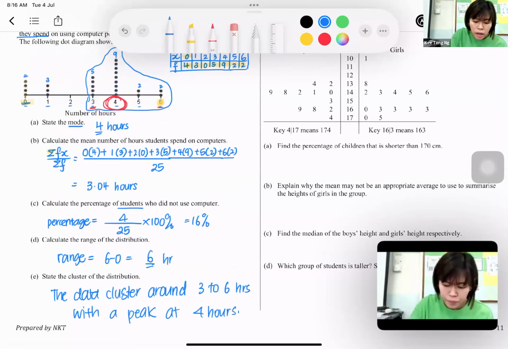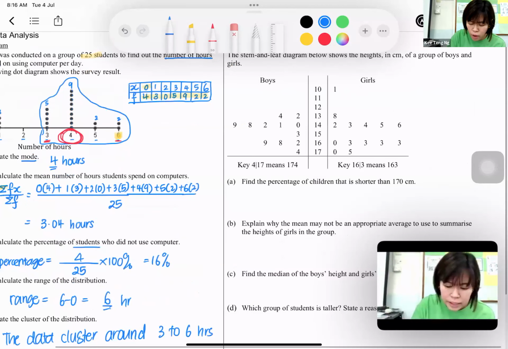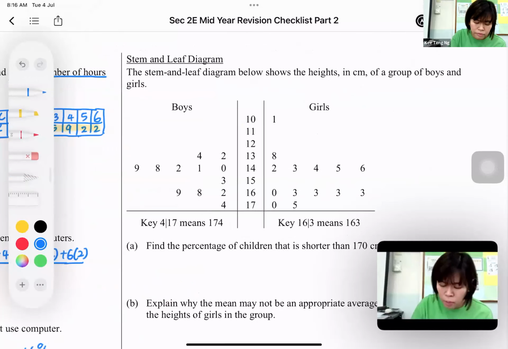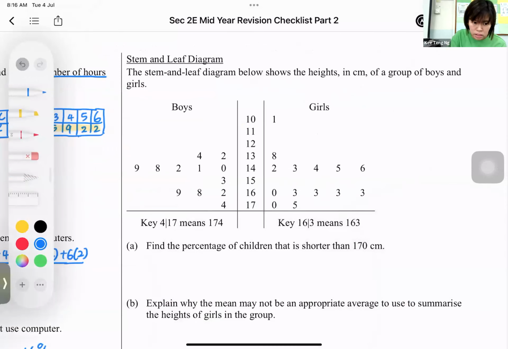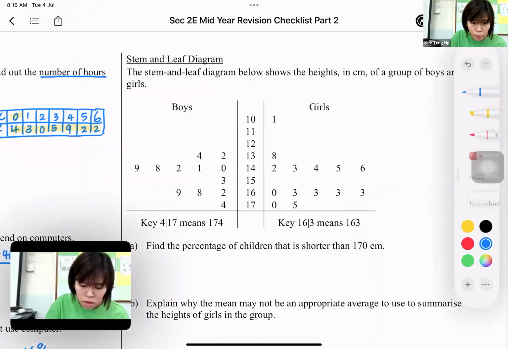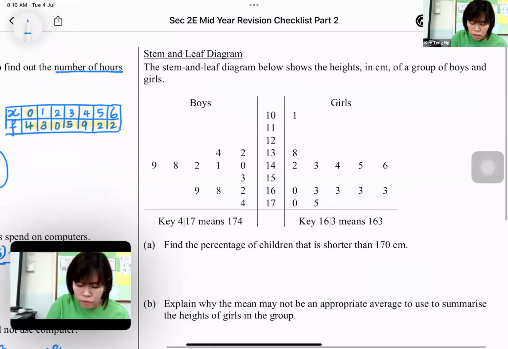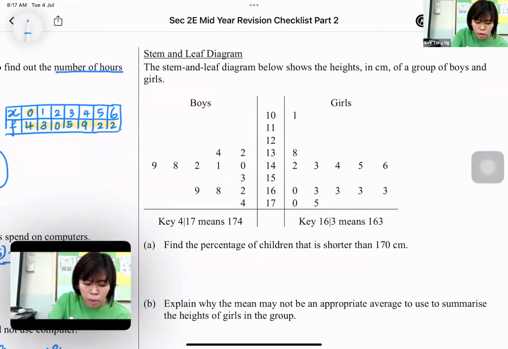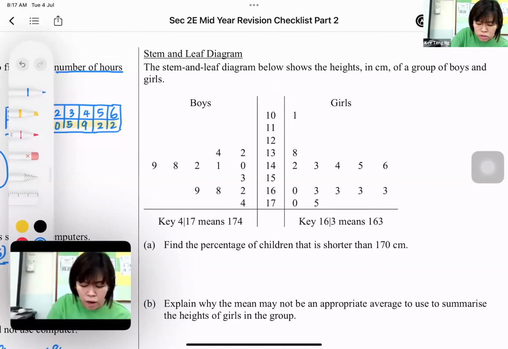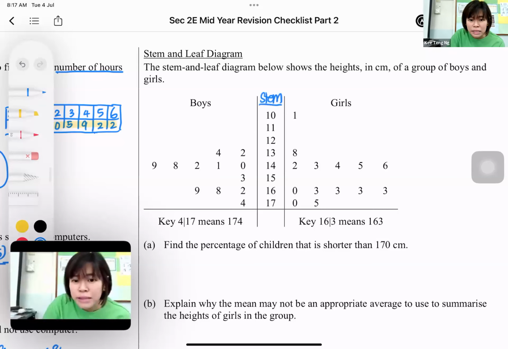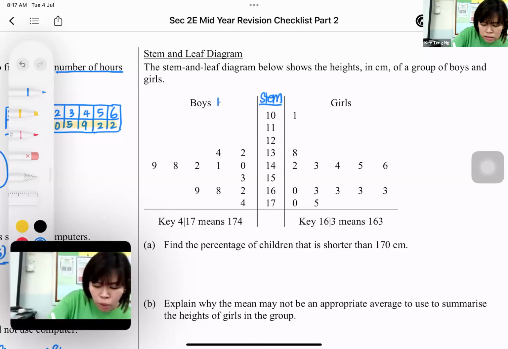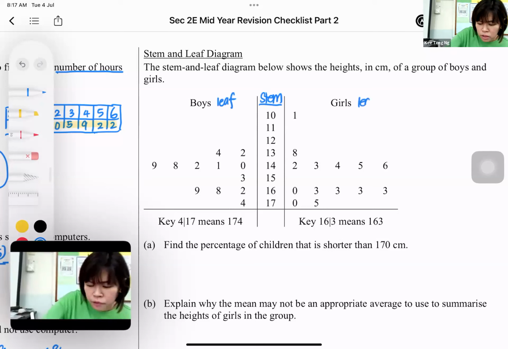Okay, next one. We're going to go through a stem and leaf diagram. One of the more popular stem and leaf diagrams that is always being tested is the back-to-back stem and leaf diagram. So in this case, we are going to go through the back-to-back stem and leaf diagram. We have the question over here. Boys and girls, something to take note of: how do you read the graph, right? So this one is our stem. Always look at our stem value, then the leaf value. So this is the boys' leaf. This is the leaf for the girls.